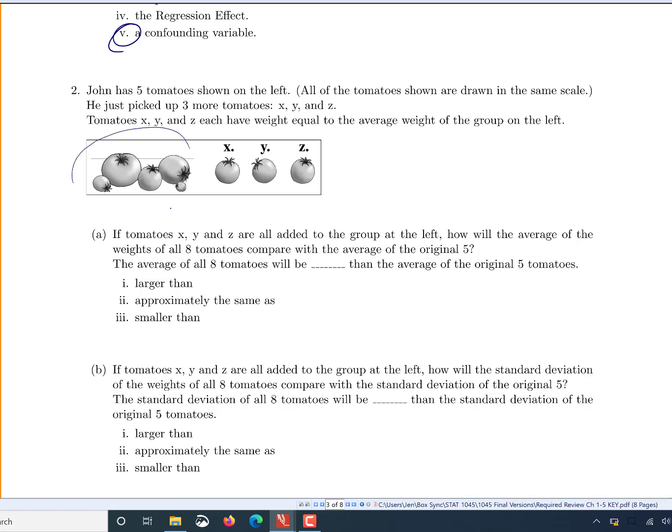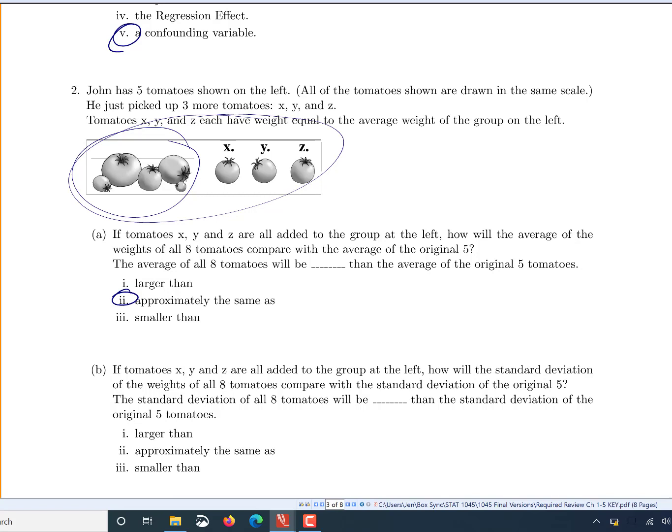So basically, he had these 5 already. He found the average, and X, Y, and Z all have that same weight as the average. So if we add them all together and get a group of 8, what will happen to the average? Well, you had big and small ones over here, but X, Y, and Z are already equal to the average, so should the average change? Not really. The average is going to be about the same, because they're just equal to the average.